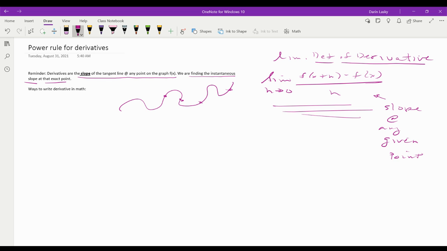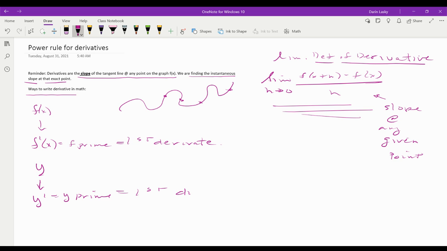And there are many ways that we can write derivatives in math. One of them is if you have f of x, we call it f prime of x. So we call this f prime, which is the first derivative. Sometimes it's equal to y, and so then we call this y prime, and that's considered the first derivative. So there are different ways to write these.